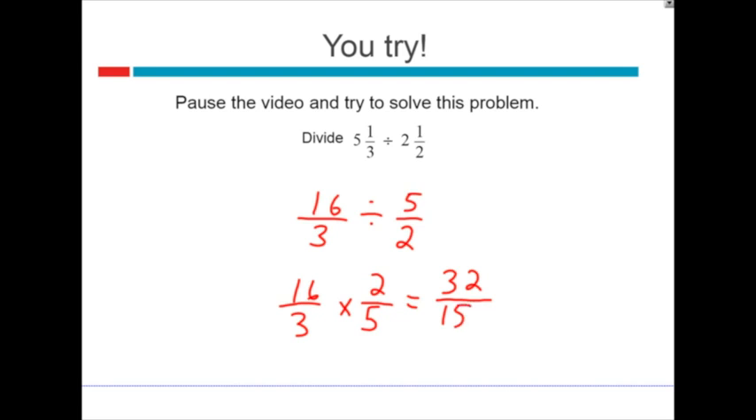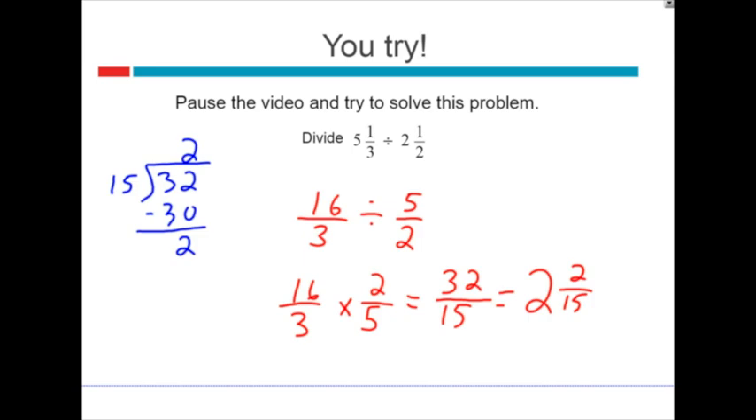We have an answer. But just like before, we can turn this improper fraction into a mixed number, so let's do that. The problem was given to us as mixed numbers, so we should return our answer as one. So 15 goes into 32 2 times. 2 times 15 is 30. So we have 2 with 2 left over. So the final answer would be 2 2/15.